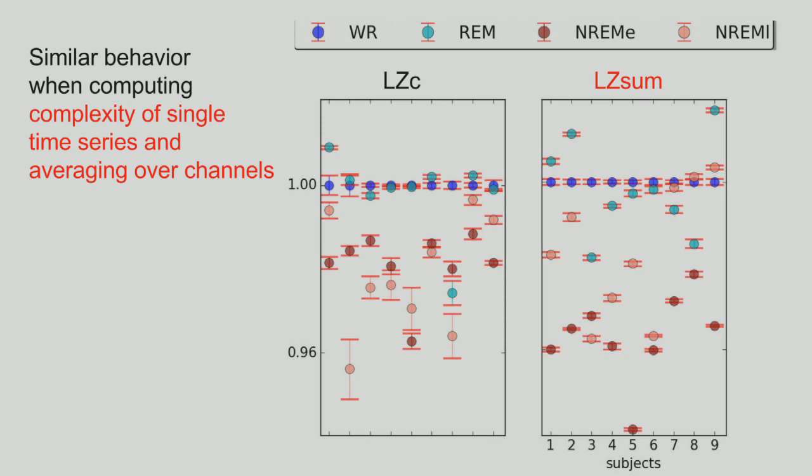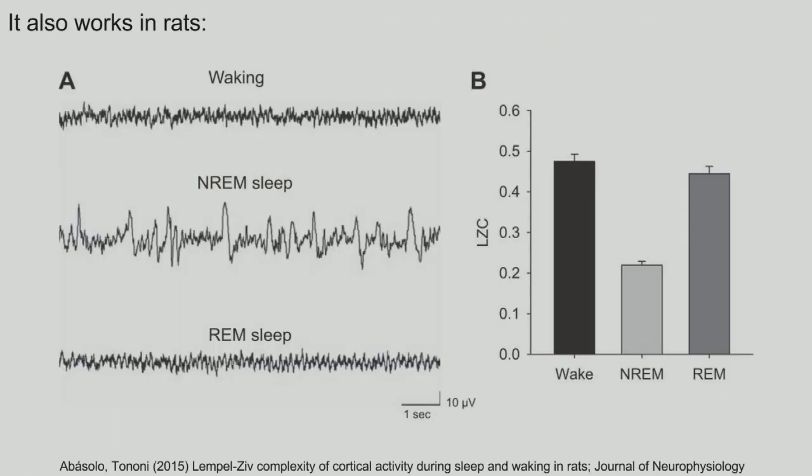Now, this also works for other species. For instance, for rats, you just measure the compressibility of single channels, and you see it's higher for waking as opposed to non-REM sleep. It's high when the animal is awake and when it is in the rapid eye movement phase, and it's low in the non-rapid eye movement phase. So it's the same as you found for humans.